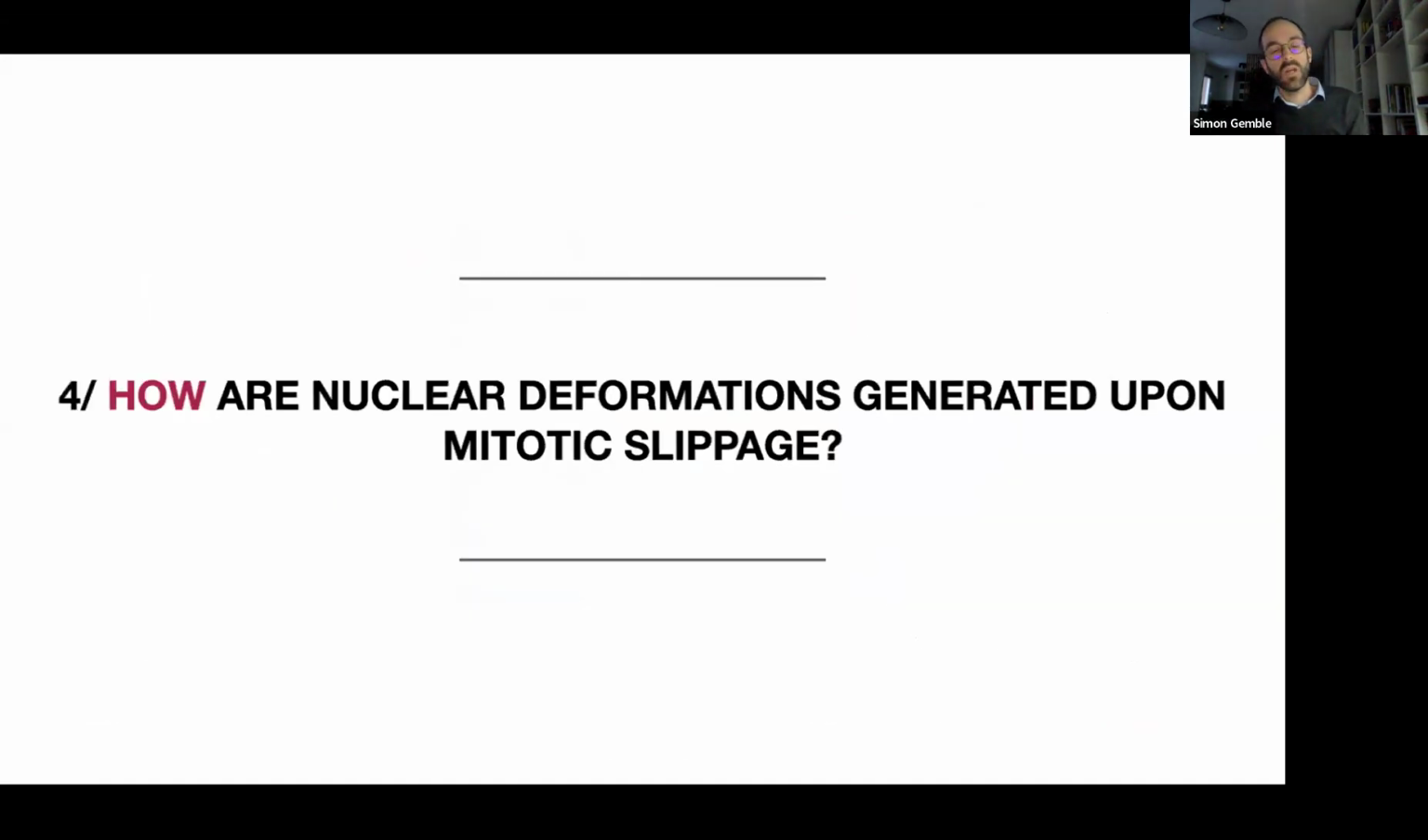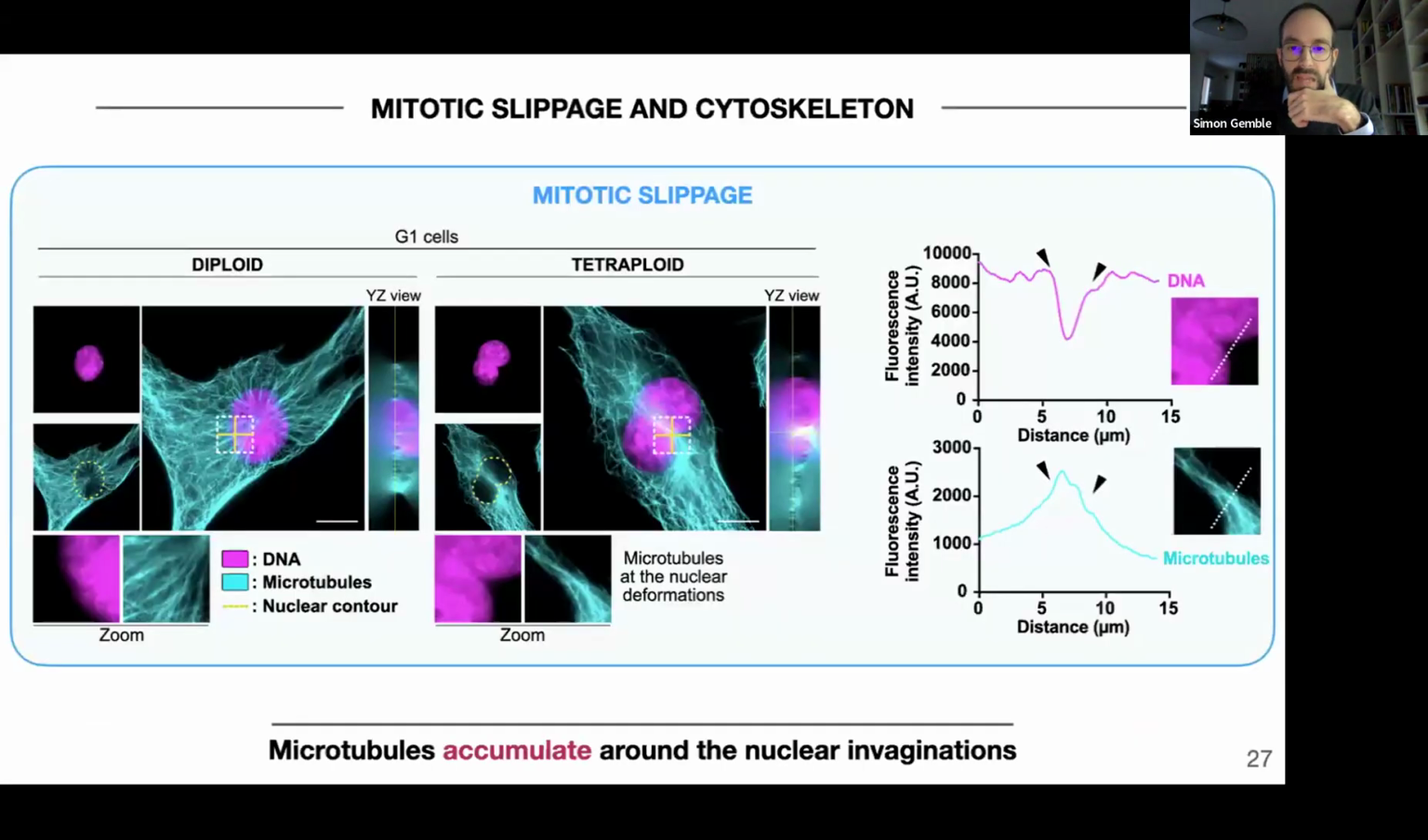Okay, so we have nuclear deformations due to softer nuclei. The question was then, how are nuclear deformations generated upon mitotic slippage? We analyzed different components of the cytoskeleton because it was shown that the cytoskeleton can contribute to nuclear architecture. And we found that microtubules accumulate at the nuclear deformations, as you can see on these images and on the quantification, suggesting that microtubules are probably involved in the nuclear deformations upon mitotic slippage.